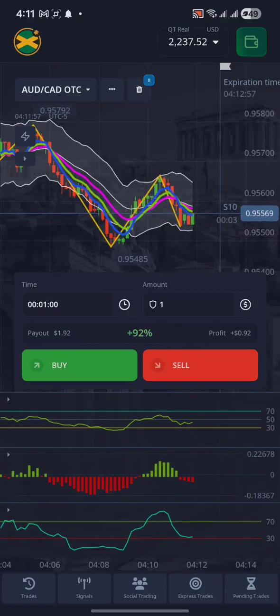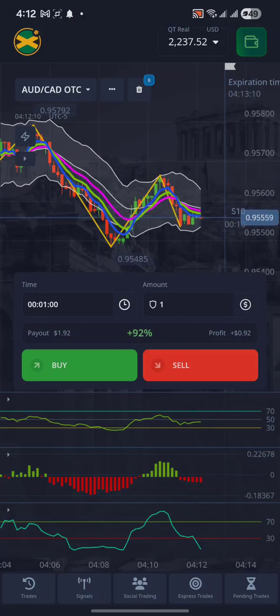There, so the RSI is below. So I expect the market to go back down. The market is moving really slow. I prefer it to move faster, but it's moving really slow today.